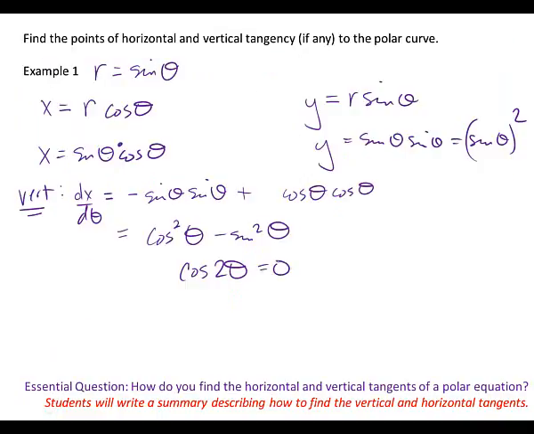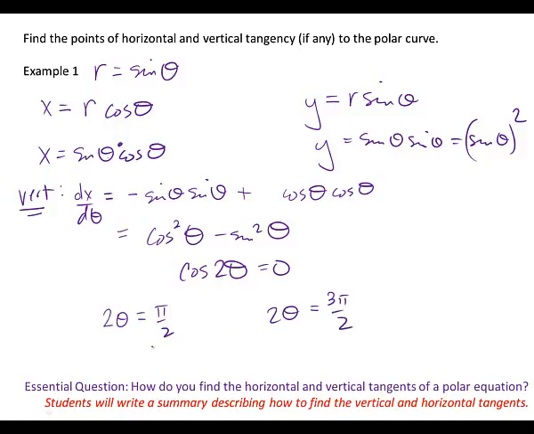So on my unit circle, and you happen to have a unit circle there in front of you if you've got the trig table up, if you don't remember it, where is the cosine, the x value, equal to 0? Pi over 2. Where else? 3 pi over 2.